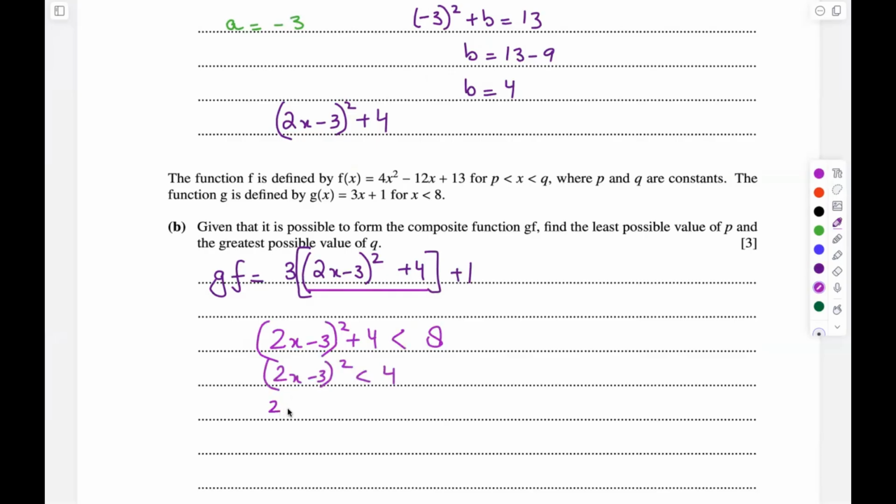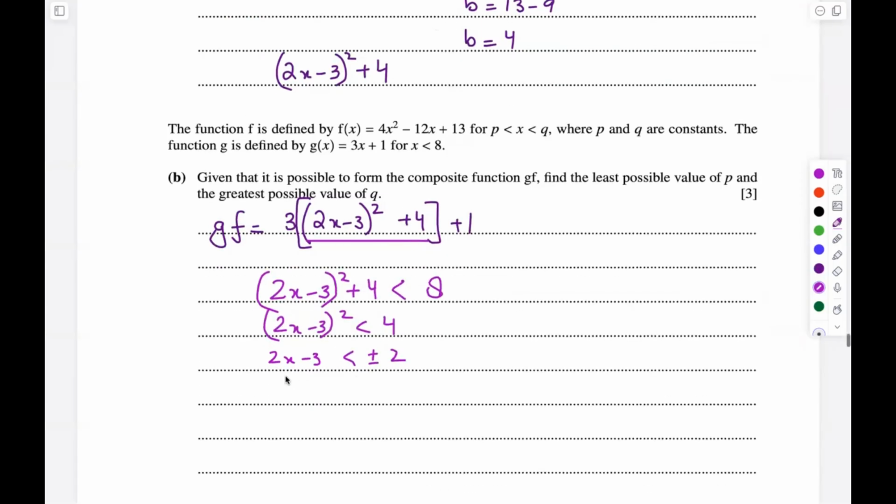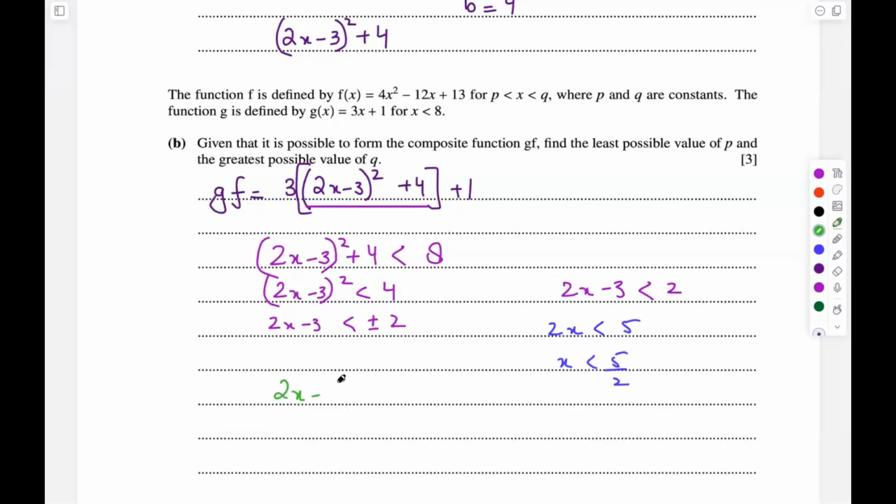Taking the square root, we get 2x minus 3 will be less than, so the square root of 4 is plus minus 2. So this will be plus minus 2. Now solving this, to find the values of p and q, which are basically the x values for the function f, we can write 2x minus 3 is less than positive 2. Taking 3 to the right-hand side, this becomes 2x is less than 5, so x is less than 5 upon 2. So the value of q will be 5 upon 2. And to find the value of p, we can write 2x minus 3 is greater than minus 2. Taking 3 to the right-hand side, that will become 2x.